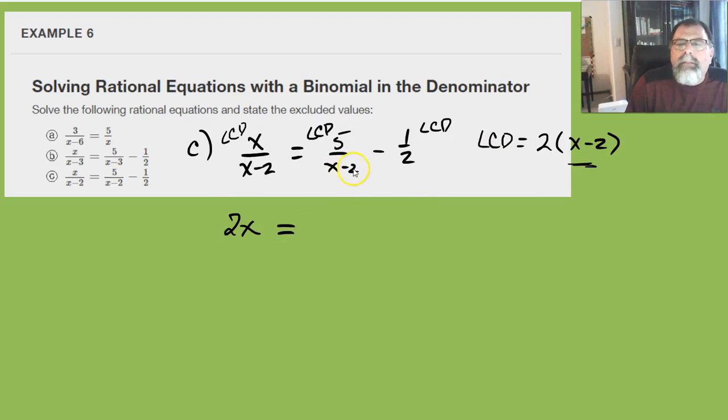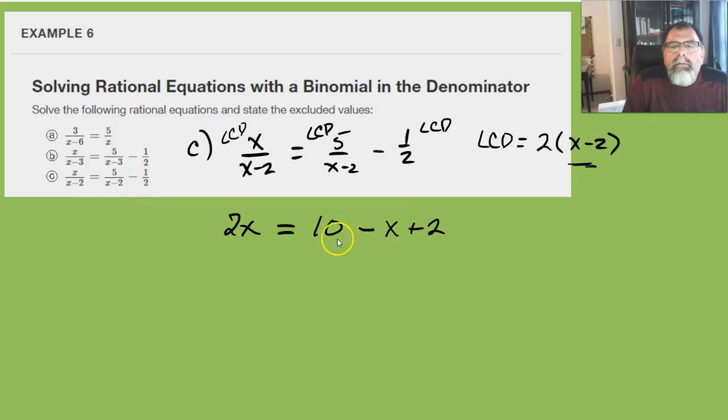And here the x minus 2's cancel. So I'm left with the 5 times the 2, which is 10. And then on this one, the 2's cancel. And I'm left with the negative 1 times x minus 2. So that'd be negative x plus 2. Now be careful. So basically the same idea. There's not much difference between B and C here. Just x minus 2 instead of x minus 3. But anyway, so let's see.